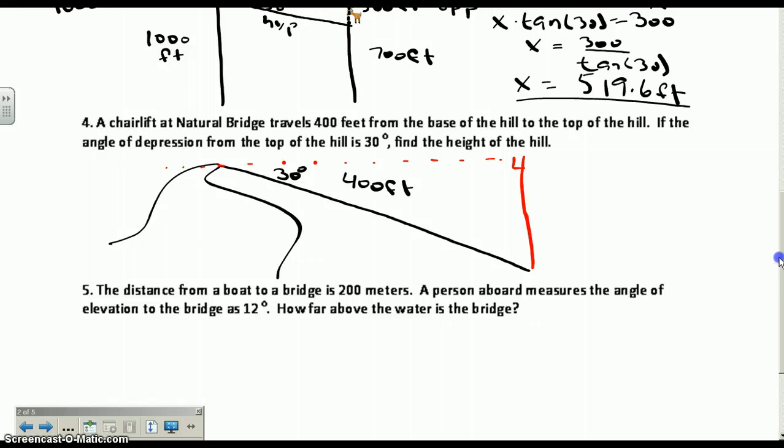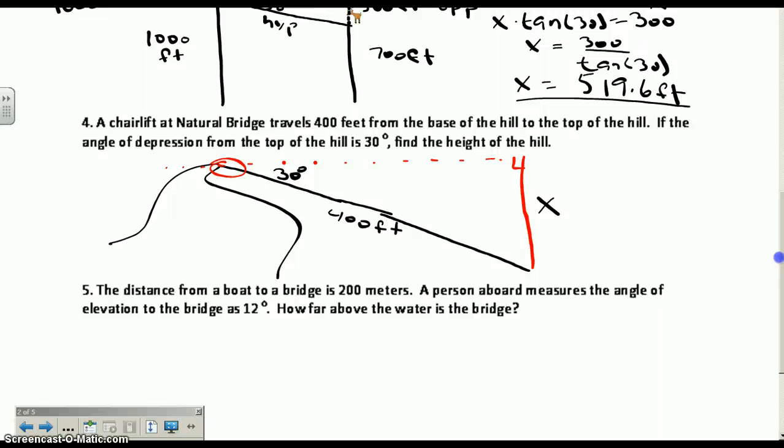Find the height of the hill. Well, the height of the hill is going to be way over here, so I'm going to call that x. And right now, this is what we have. We know the chairlift is 400 feet long, so I know this distance, 400 feet. Okay, well here's our angle. I'm going to circle the angle and figure out which sides I have.